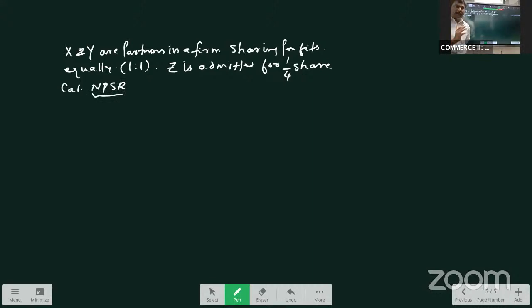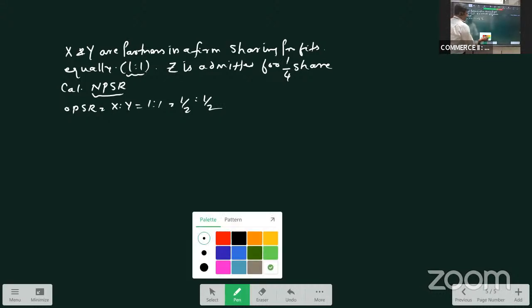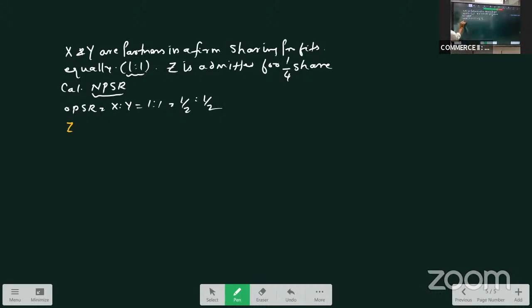New profit sharing ratio. As I told you, whenever any partner is admitted, the profit sharing ratio will change from old to new. So that is what we are calculating. So what are the essential elements we need to know? OPSR, the old profit sharing ratio between X and Y, is 1:1. That is half to X, half to Y. Now we have Z with us. And Z's share is how much? Z is given 1/4 share.